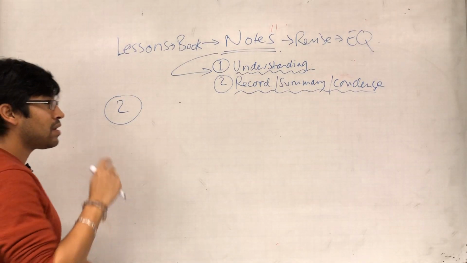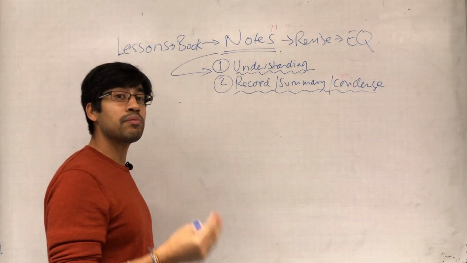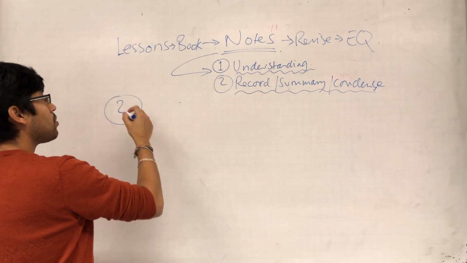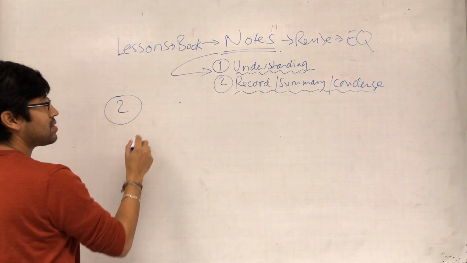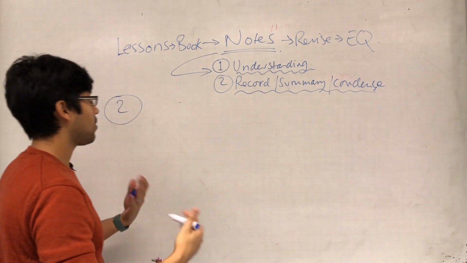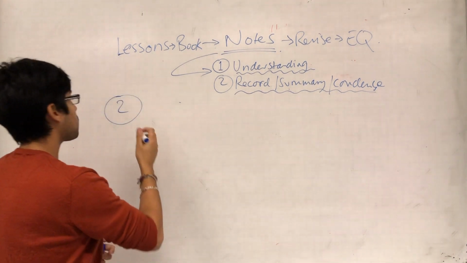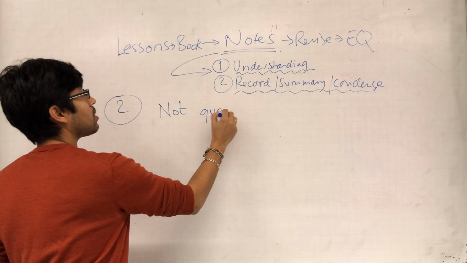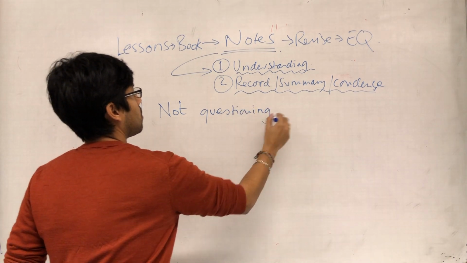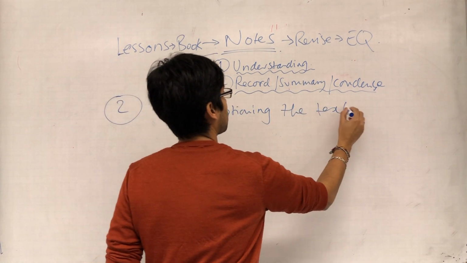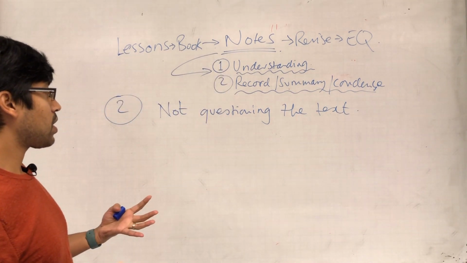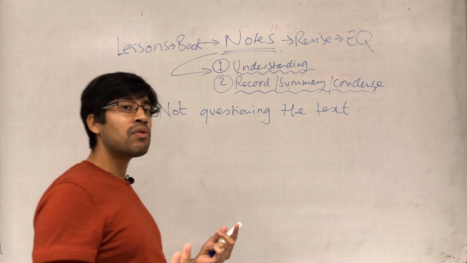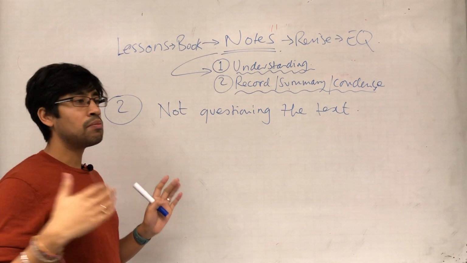Right, 2, and I think this might be the most important one. Okay, so the other mistake that I think people make while they're reading the textbook, it's not necessarily a mistake, it's just something that we get trained into, I suppose, after a certain amount of reading, is not questioning the text. Okay, so what I mean by that is we're just reading the textbook, and everything that we're reading we're just accepting as fact and moving on.